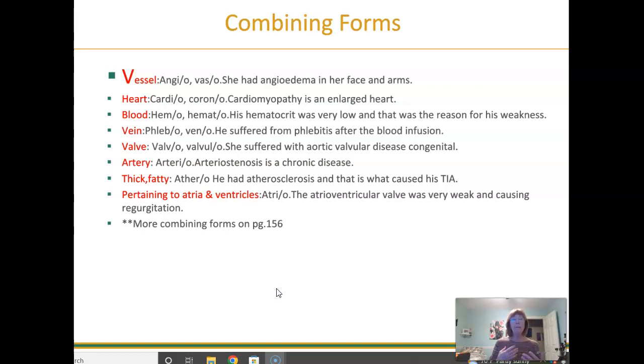Blood, hemo or hematocrit. That's a blood test that you have when you have a complete blood count usually. It's a hemoglobin and hematocrit. So his hematocrit was very low, and that was the reason for his weakness, because you don't have the oxygen in your blood, so you get weak, you get short of breath when you try to walk.